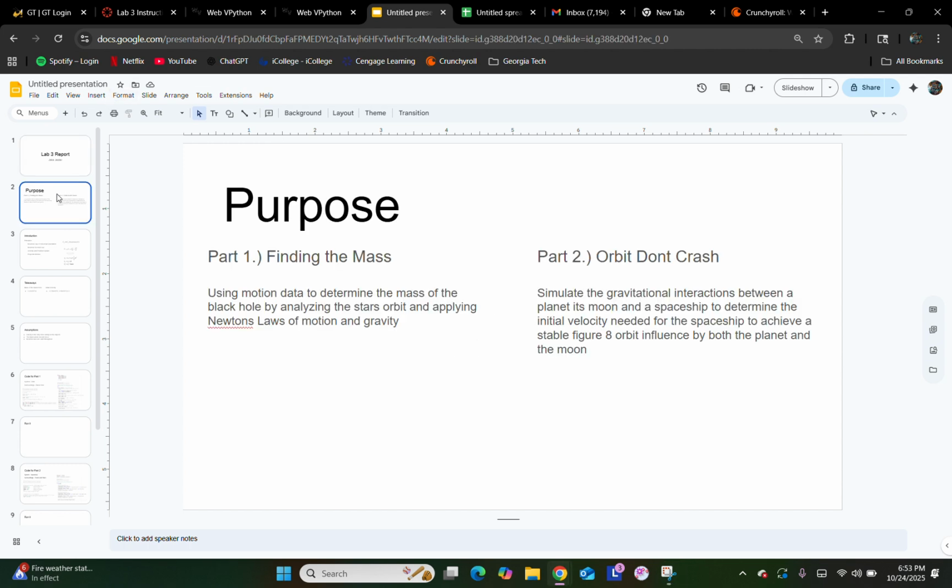So the purpose of this lab was two parts, and the first one was finding the mass. That's the title of it, and it's just using motion data to determine the mass of the black hole by analyzing the star's orbit and applying Newton's laws of motion and gravity. Then the second part of the lab was the orbit don't crash part, and it was to simulate the gravitational interactions between a planet and its moon and a spaceship to determine the initial velocity needed for the spaceship to achieve a stable figure-8 orbit influenced by both the planet and the moon.